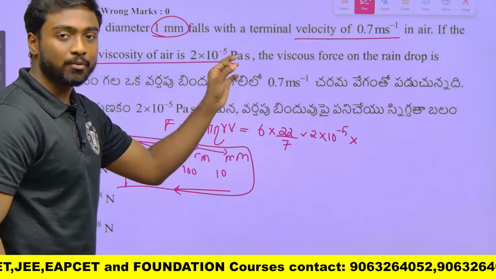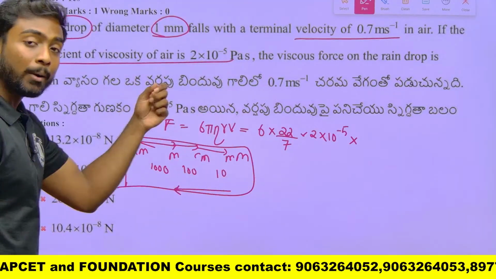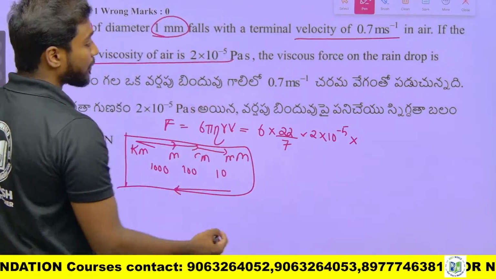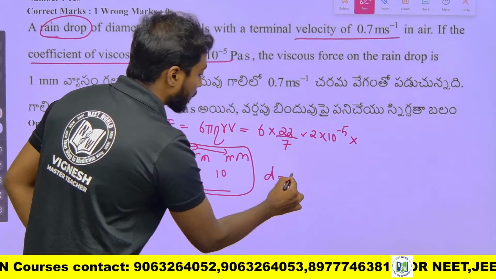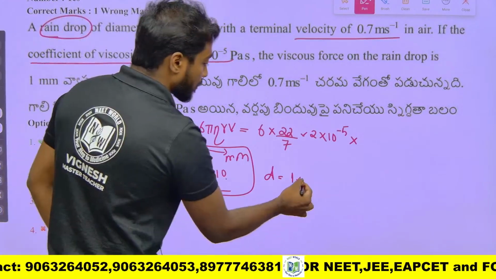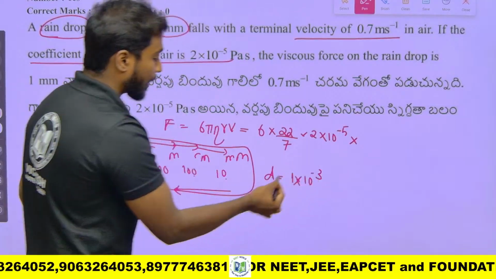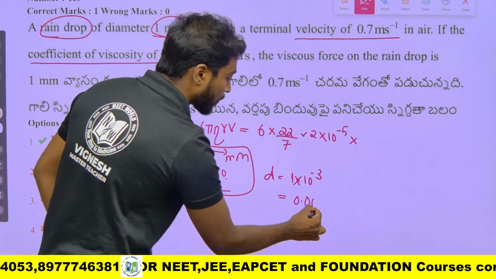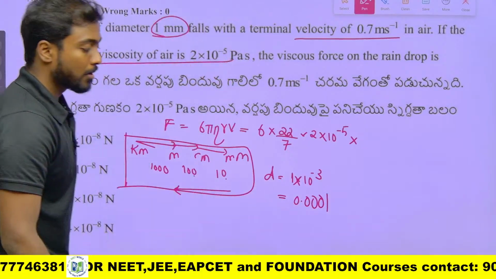Power positive should be there. If you are coming in this way, power negative will be there. So 1 millimeter is 1 into 10 power minus 3, counting 1, 2, 3. I am coming from this way. Now this is 0.0001. This is the diameter.